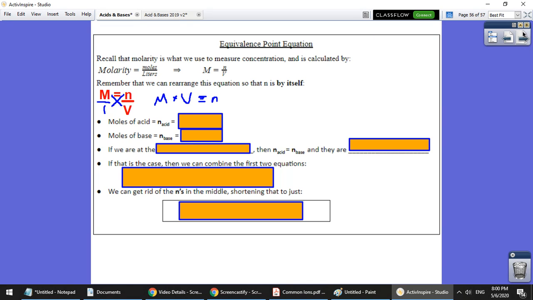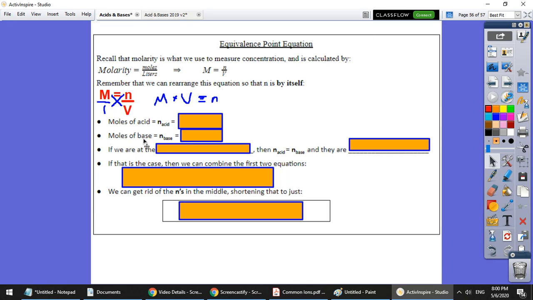All right. So now, what is the moles of acid going to be equal to? Well, moles of acid is just going to equal the molarity of the acid times the volume of the acid. So notice that we have a little a down here, which stands for acid. So Ma is molarity of acid, and Va is volume of acid. The moles of base is going to equal molarity of base times the volume of the base.